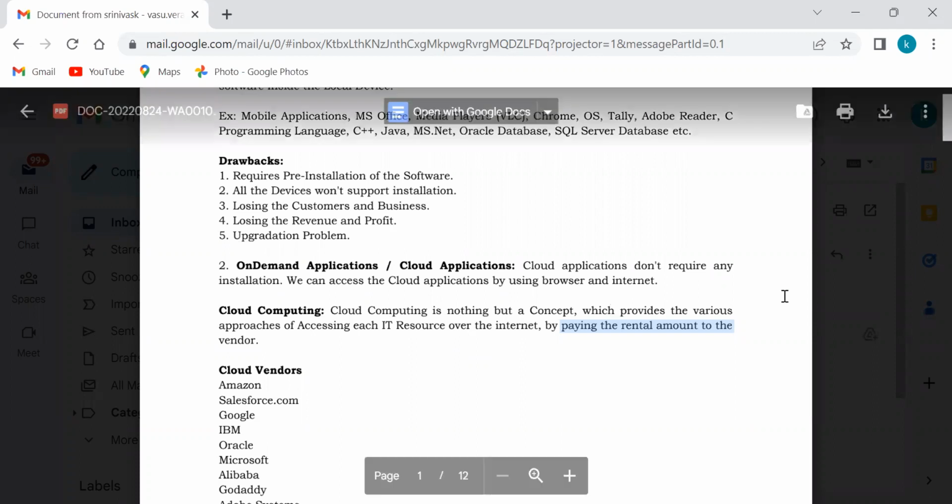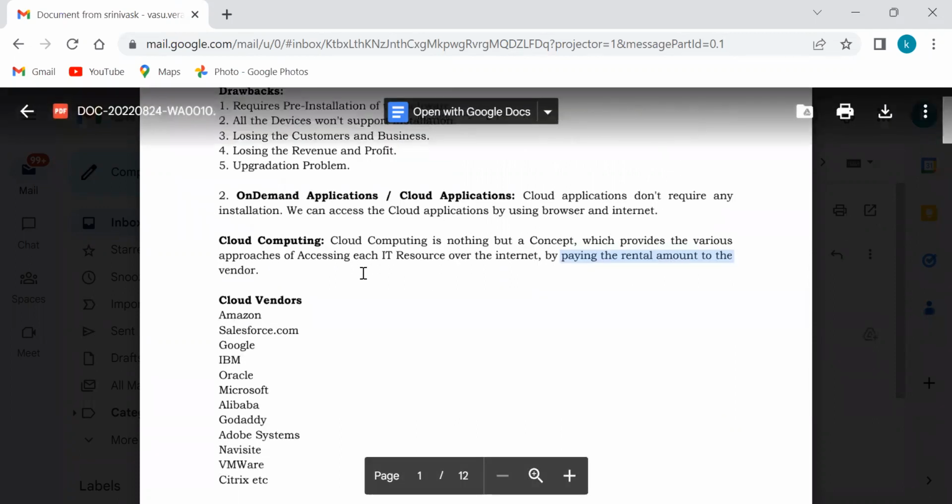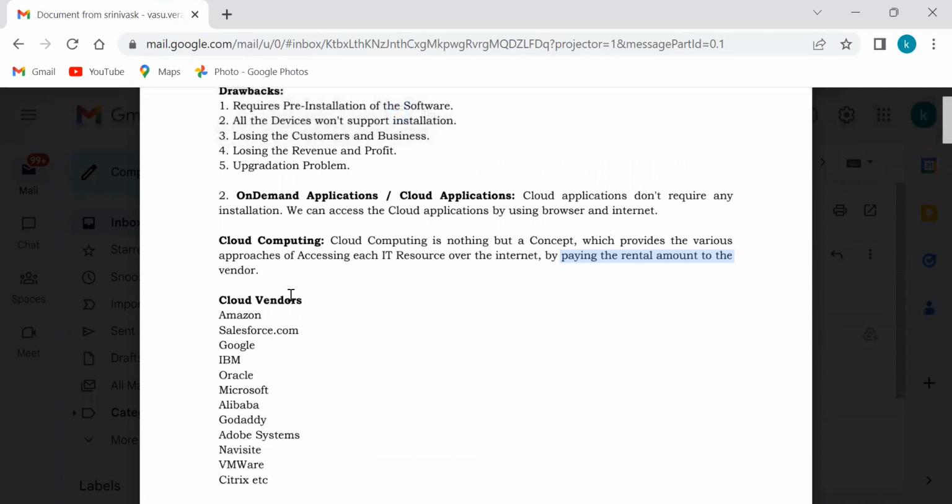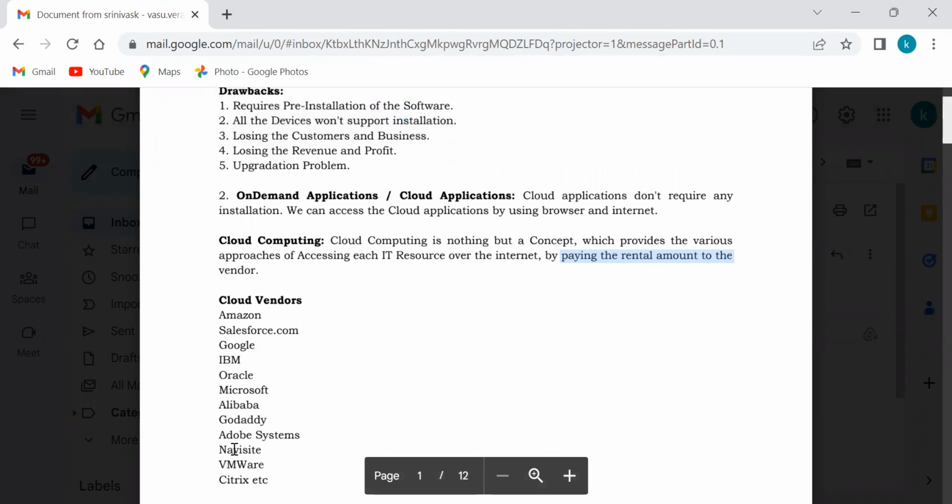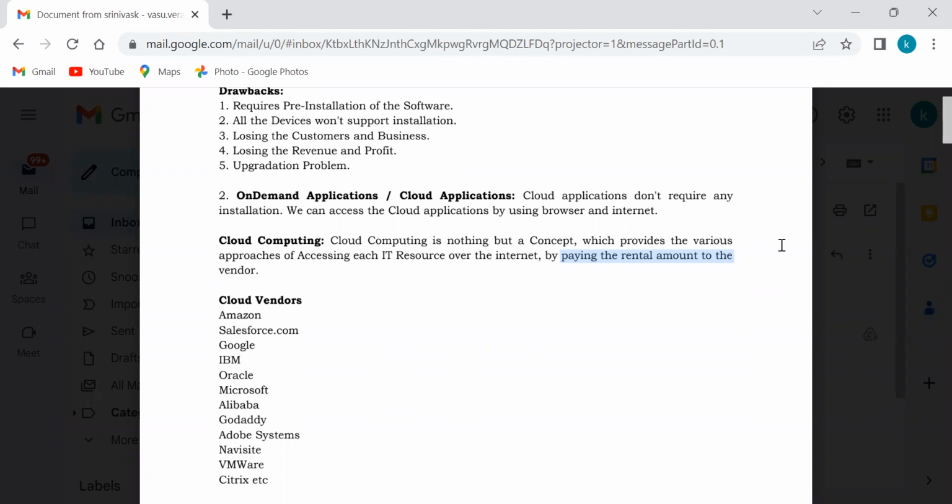So who are the cloud vendors available in the IT industry? There are various cloud vendors, not only Salesforce. In the IT industry we have Amazon, Salesforce.com, Google, IBM, Oracle, Microsoft, Alibaba, GoDaddy, Adobe Systems, Navisite, VMware, Citrix. There are so many vendors who are offering only cloud services, and others who offer cloud services as well.